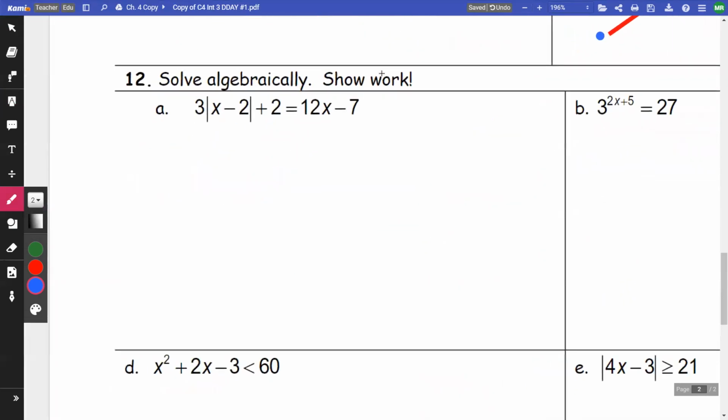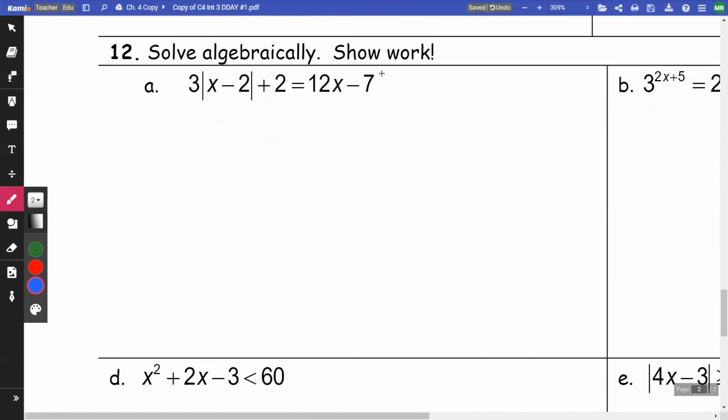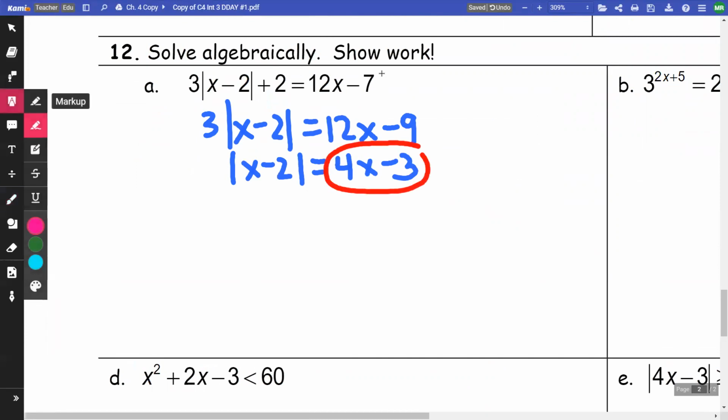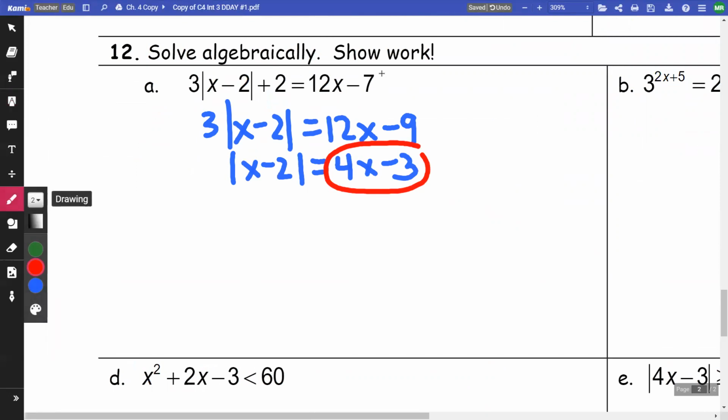On number 12, okay, we're solving absolute value. First thing I'm going to do is I'm going to minus a 2. So I get 12x minus 9. I'm going to divide by 3. And I get 4x minus 3. And when I have my absolute value isolated, this is where I'm going to check my answers to make sure that I'm getting a positive value there, not a negative value.